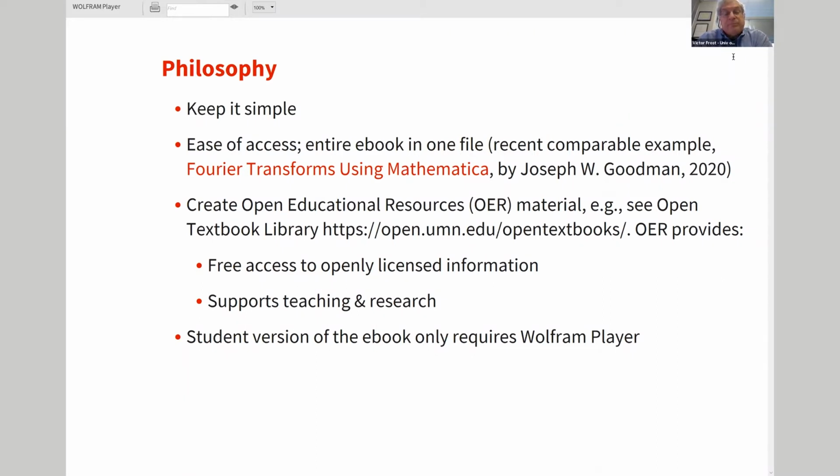Being open educational resources, KU has what's called KU ScholarWorks. So the resource is posted on KU ScholarWorks, so it's not on my personal webpage. So if I disappear, it doesn't disappear. It's there and archived. It's got an ISBN number and everything. So I can just point the students to KU ScholarWorks to get the book. And so the student version only requires the Wolfram Player, so they have no cost. And that was one of the philosophies behind developing the material.